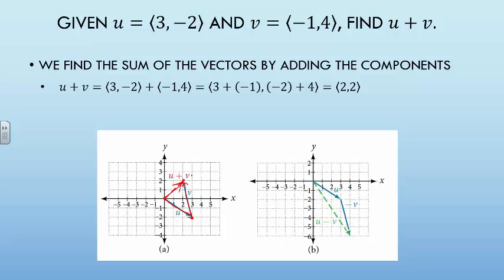So now to find where this terminal point is on u plus v, we would simply add the vectors. So up here, we have u plus v equal to our x's, 3 and negative 1, and our y's, negative 2 plus 4. So simplifying that, 3 plus a negative 1 gives us a 2. Negative 2 plus a 4 gives us a 2. And we would call u plus v 2, 2.